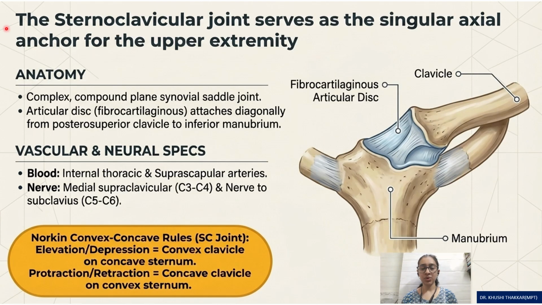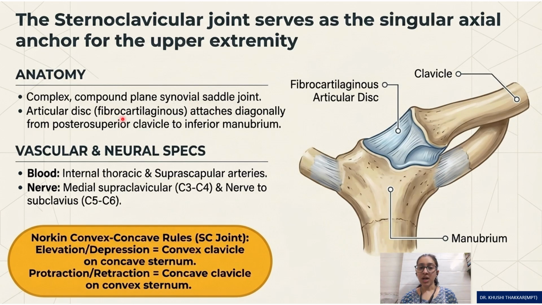Now coming to the sternoclavicular joint. The sternoclavicular joint serves as the singular axial anchor for the upper extremity because it joins the clavicle, that is the entire upper extremity, with the axial skeleton, that is the sternum. Anatomy: it is a complex compound plane synovial saddle joint. Here the surfaces of the clavicle and the manubrium sterni are very subtle, that is why it is classified as a plane synovial saddle joint.